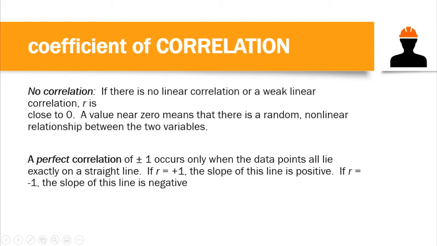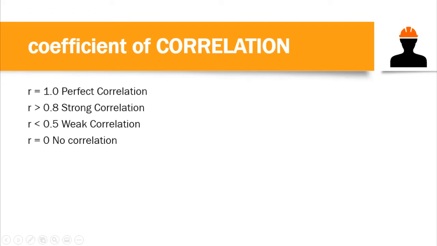A perfect correlation of positive and -1 occurs only when the data points all lie exactly on a straight line. That's what I have said. The positive and negative sign is the slope of the line. When R is equal to 1 or -1, that means we have perfect correlation.